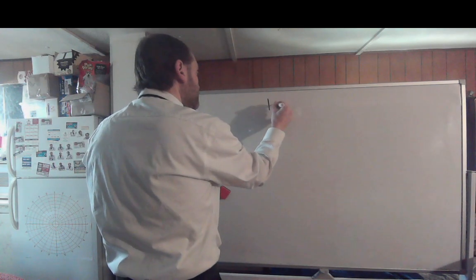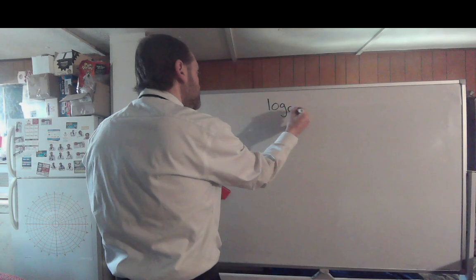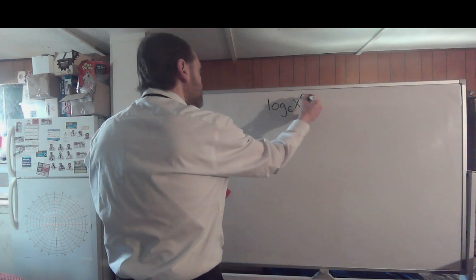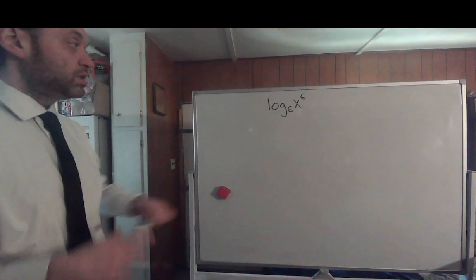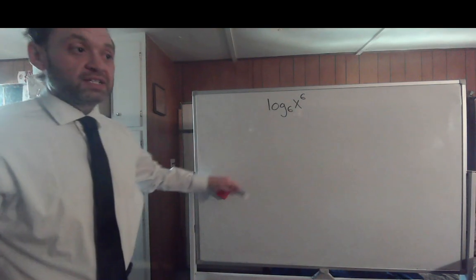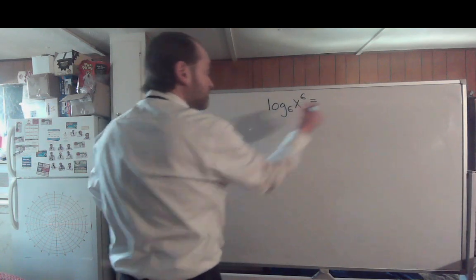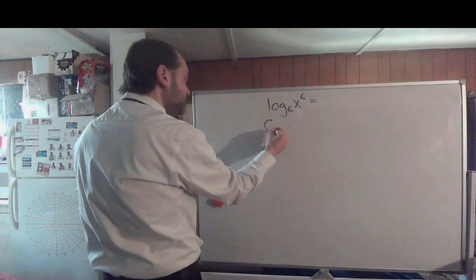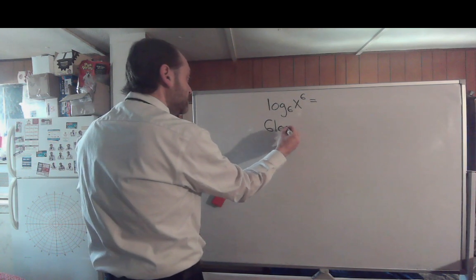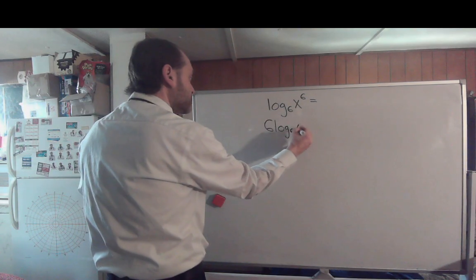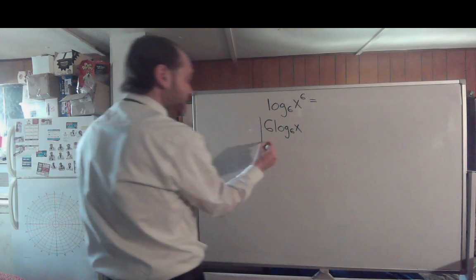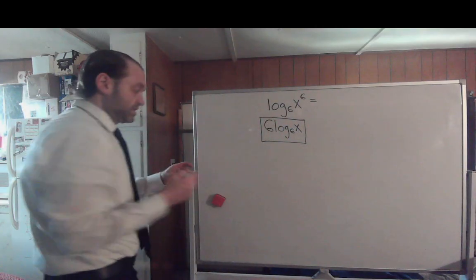Alright, let's see. We have log base 6 of x to the 6th power. Well, this is a power property, so that power is going to come down front. This will be 6 times log base 6 of x, or simply 6 log base 6 of x. And that's the best we could get for that.